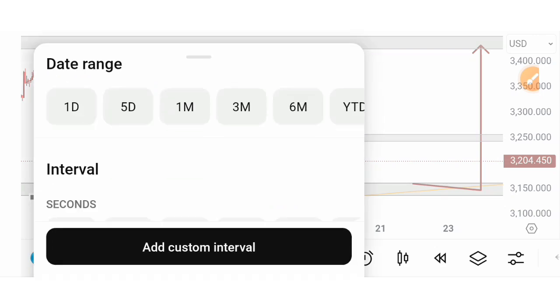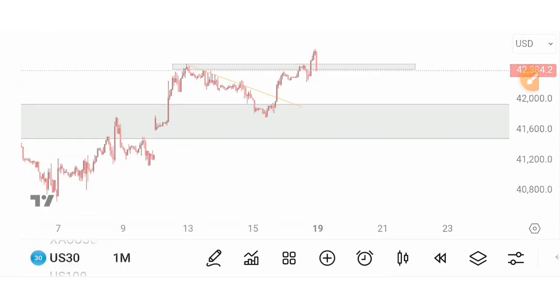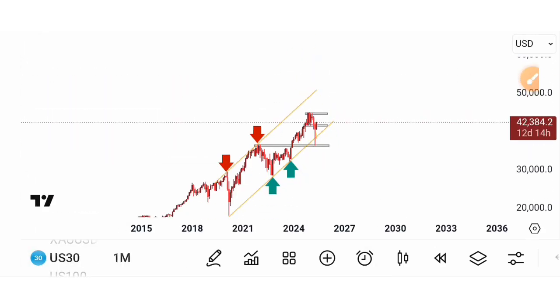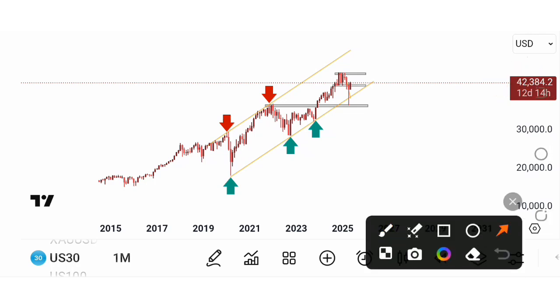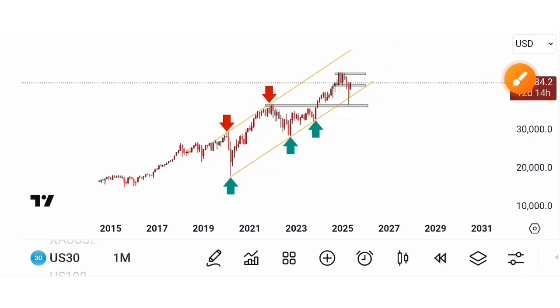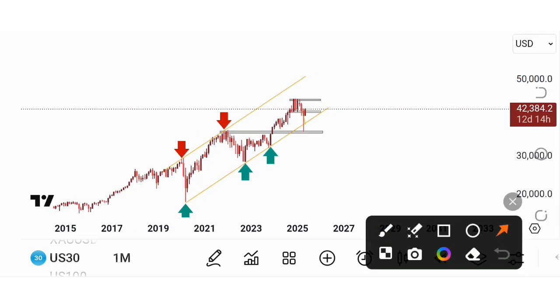I'm also bullish on this market. Let's go to the monthly time frame. So I'm bullish long term on this market, and the reason for this is because, as you can see, the market is in a bullish trend, a bullish channel. The market is just pretty much going up. Not only that, the market is currently in an impulse move.